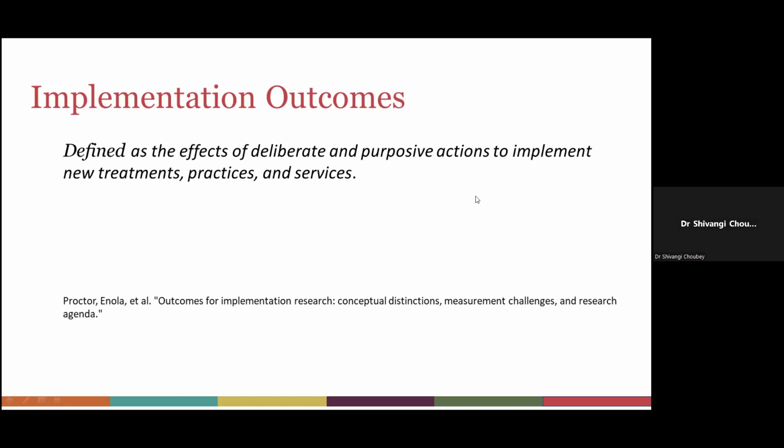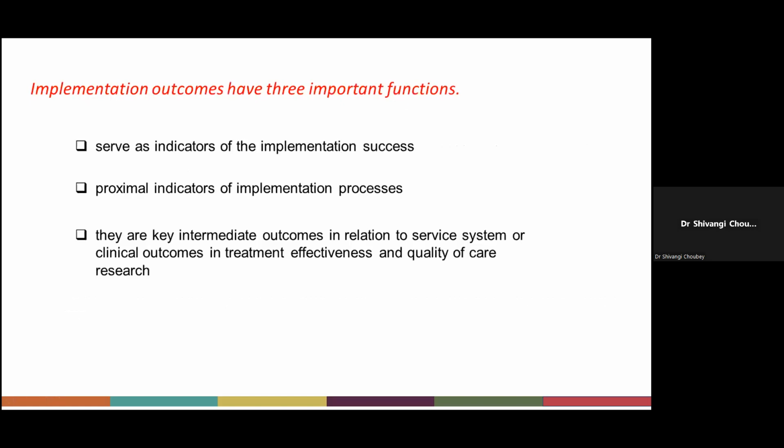So why do we need separate implementation outcomes? First, the implementation outcomes serve three important functions. They serve as the indicators of implementation success. Whether our implementation strategy or our program is successful or not, we will measure through the implementation outcomes. So they are the proximal indicators of implementation processes. And they are the key intermediate outcomes in relation to service system or clinical outcomes in treatment effectiveness and quality of care research. I will go through this in detail in further slides.